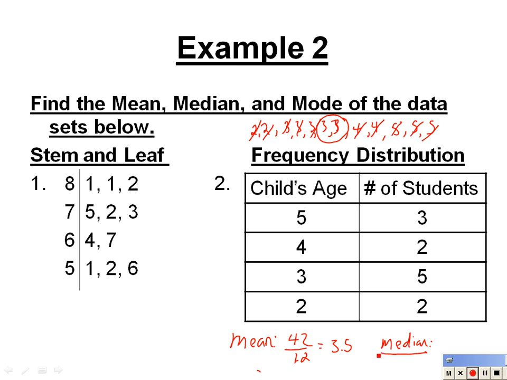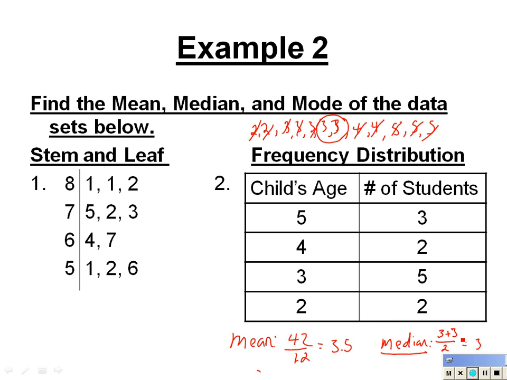So what do you do if you end up with 2 numbers in the middle? The answer is you average them. So you take your 2 middle numbers, you add them together, and you divide by 2. Well, since they're the same, obviously it's going to come out just to be 3, right?